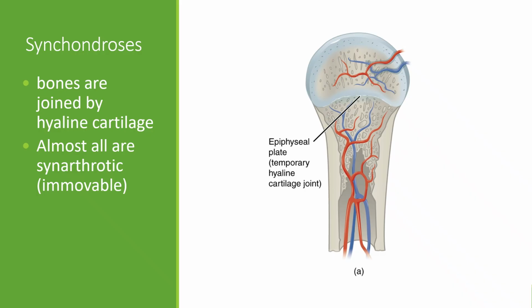So a synchondrosis, again, the bones are joined by a piece of hyaline cartilage. You saw this with the epiphyseal plate. The epiphyseal plate, if you remember, was the growth plate in a long bone, and it was made of cartilage, and that type of cartilage happened to be hyaline. And so that's what they're showing you there with the blue. You can kind of see the little blue there. All right. Most of these are pretty immovable, and we would want them to be immovable.